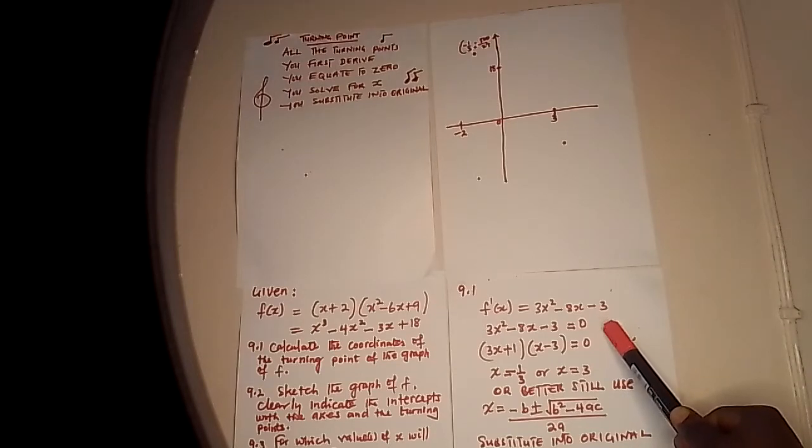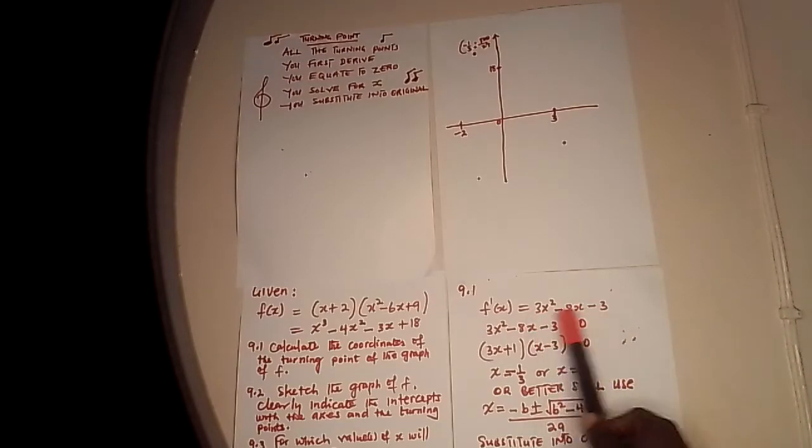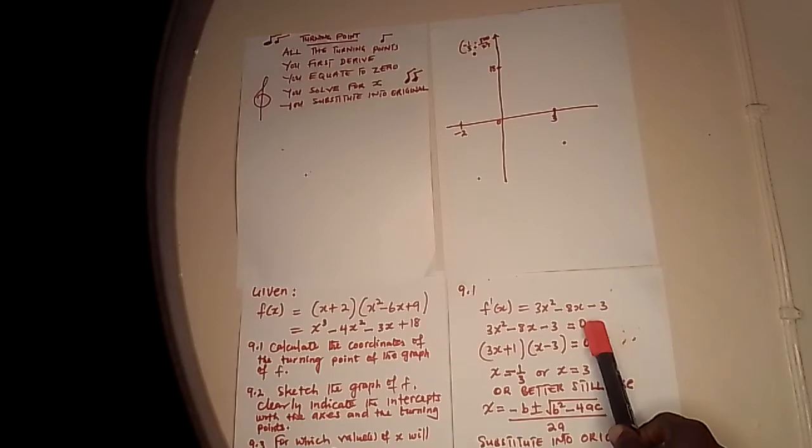The second in the line says you equate to 0. So after you derive, you equate it to 0. That's what you see. Then you solve for x. By solving for x, boys and girls, you must resort to the use of the quadratic formula. If you cannot use the factor method where you factorize in 2 brackets, please use the quadratic formula.